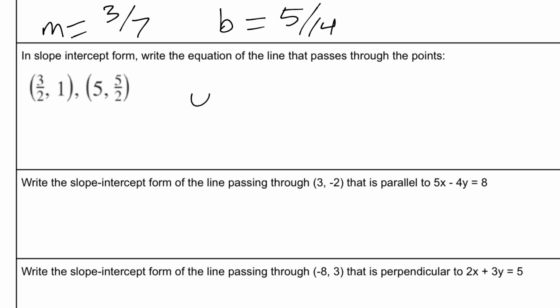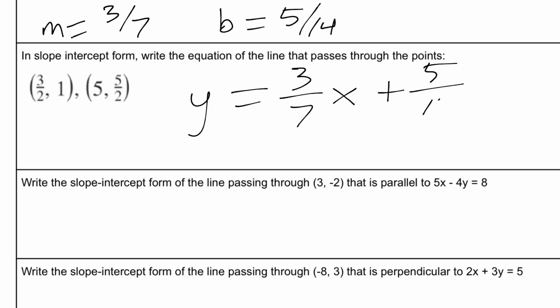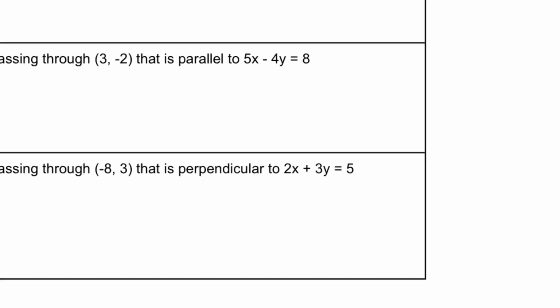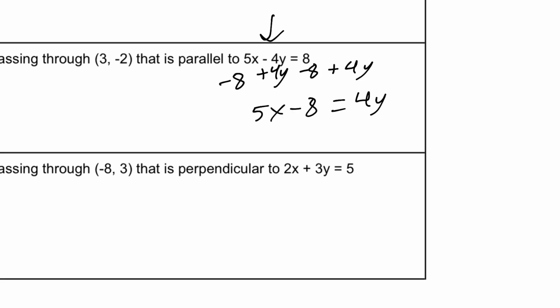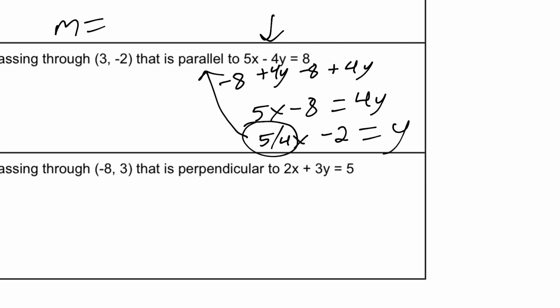The last step is to put it all together and write out 3/7 x plus 5/14. If it's parallel to this, I can solve. So let's say I do plus 4y and minus 8 from both sides, and I get 5x minus 8 is equal to 4y. And I divide everything by 4. So I have 5/4 x minus 2 is equal to y. And that tells me, since it's parallel, that m is equal to 5/4.